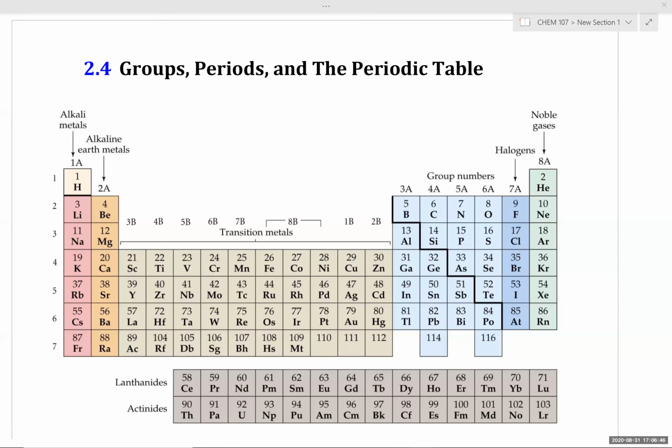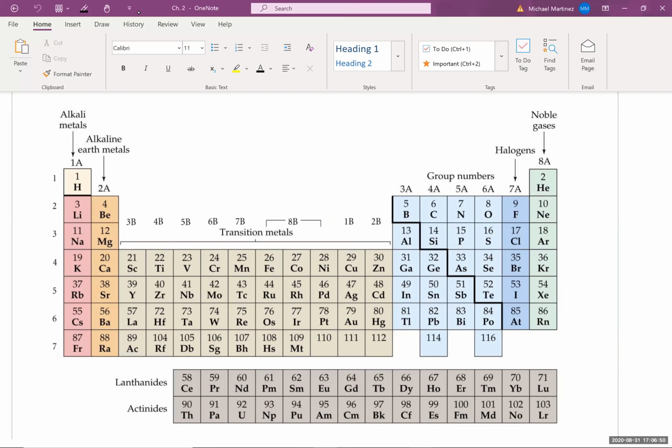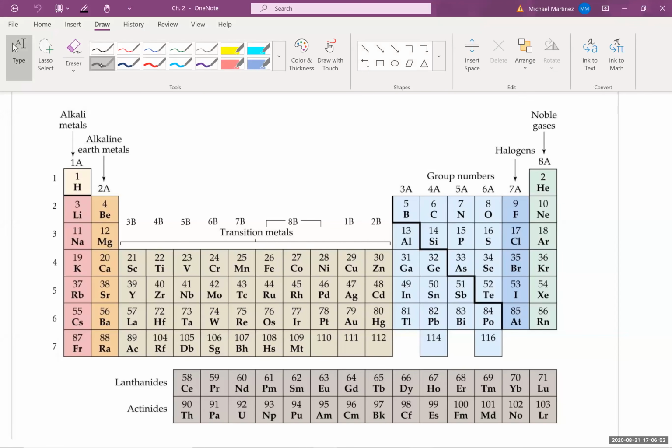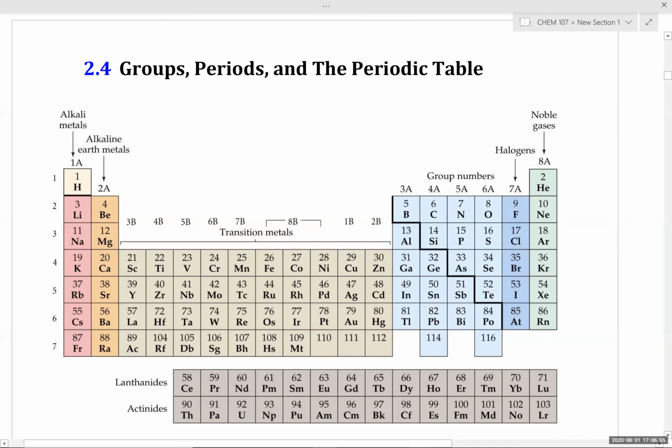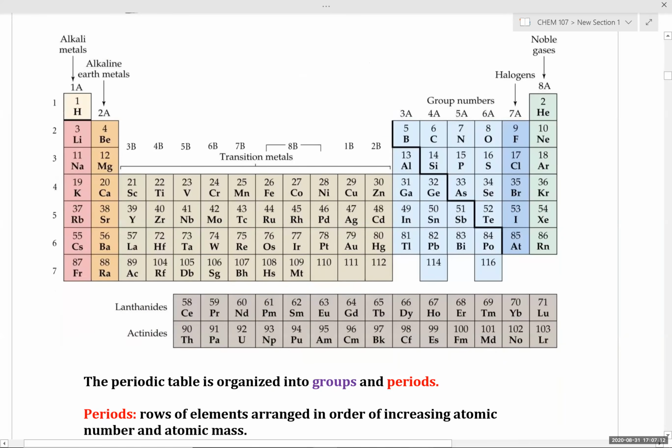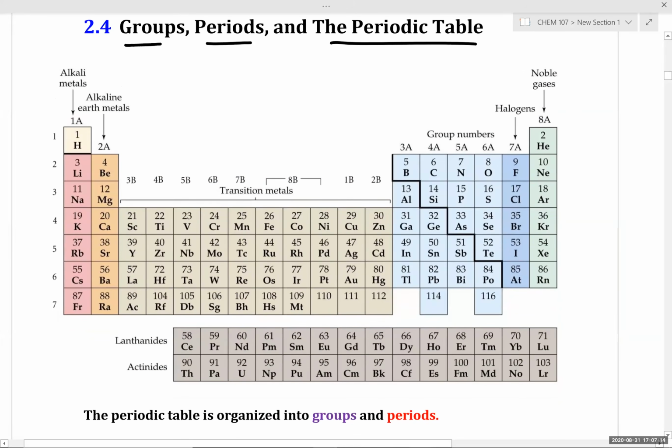Okay, so when we last left off, we were looking at the organization of the periodic table in terms of metals, nonmetals, and metalloids. Now we're going to look at major classes of elements in the periodic table, and these primarily include groups and periods. To start us off, I gave you a sample periodic table.